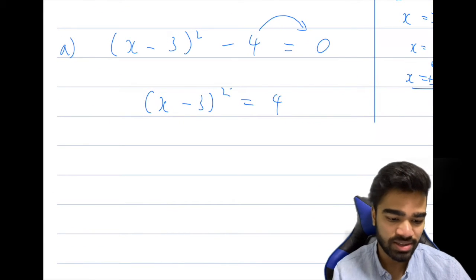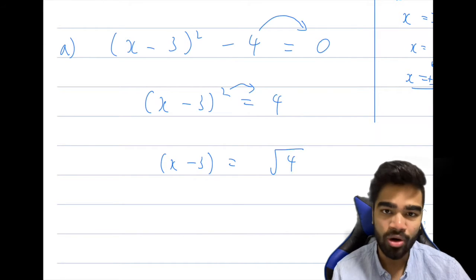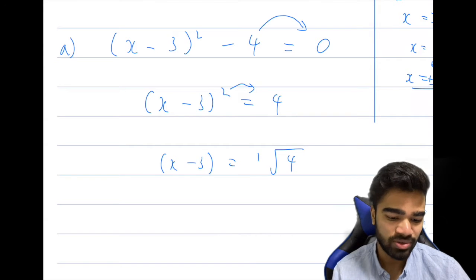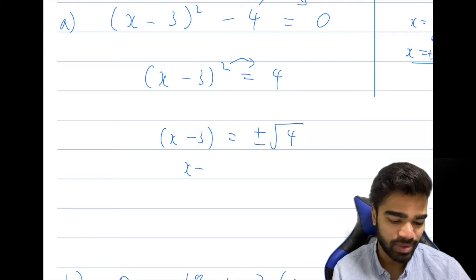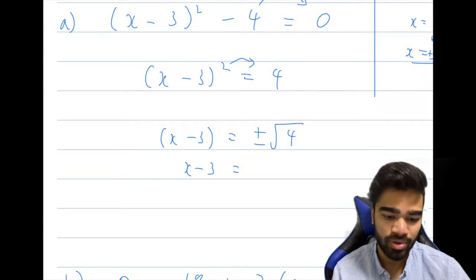So you need to take the square to the other side by square rooting. So you have x minus 3 is equal to square root of 4. But what do you have to do when you square root? Well, you have to do a plus or minus. Right? So let's do it. So you have x minus 3 is equal to square root of 4 is 2. So you have plus or minus 2, right?